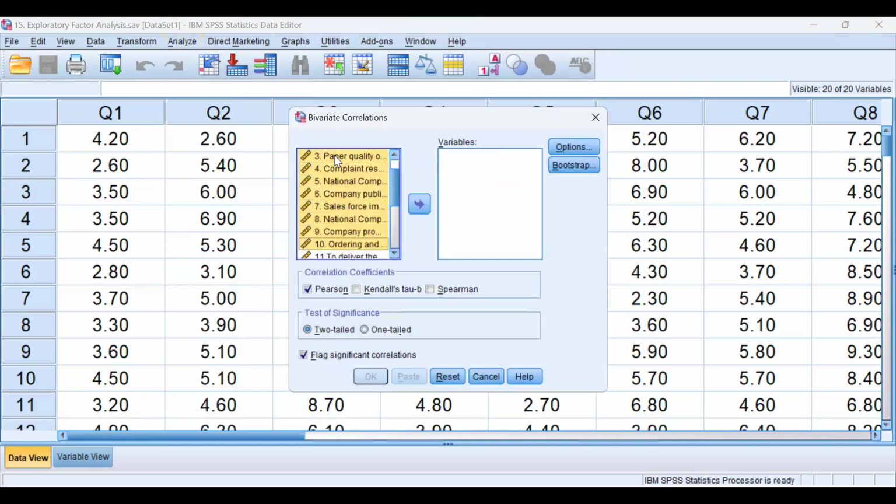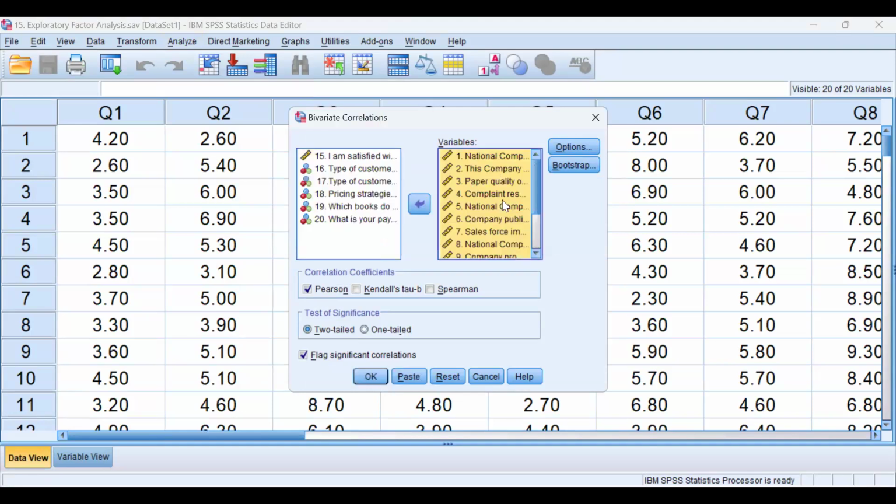Select all the 14 questions. I'm taking 14 questions in my study. Although when you do practical work, your questions may be 40, 50, and 60. But for explanation purposes, I took only 14 questions. So you shift all the 14 questions into the variables. And by default, you can see Pearson correlation coefficient.